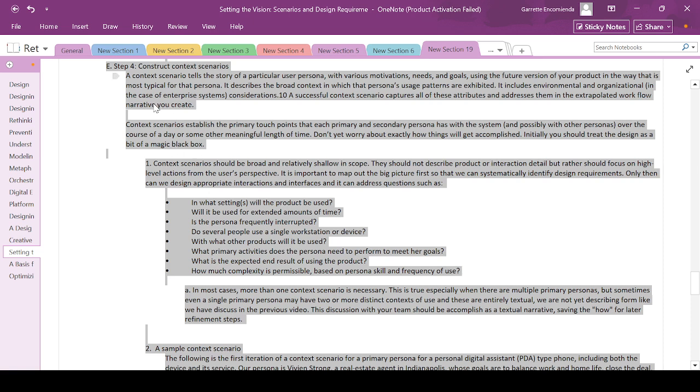A context scenario tells the story of a particular user persona with various motivations, needs, and goals, using the future version of your product in the way that is most typical for that persona. So this is the most common scenario for that primary persona, aka intermediate users. It describes the broad context in which that persona's usage patterns are exhibited. It includes environmental and organizational considerations, in the case of enterprise systems.